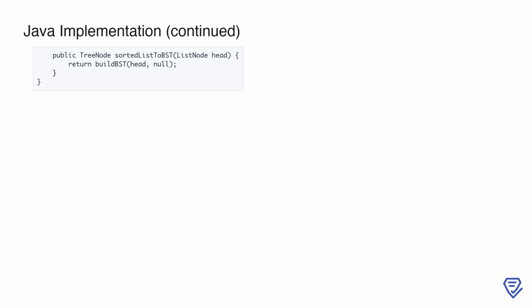The buildBST method ensures that the tree remains height balanced by consistently choosing the middle node of each sublist as the root. The resulting tree structure preserves the in-order traversal property, where the values in the tree correspond to the sorted order of the linked list. This completes the implementation, providing an efficient solution to convert a sorted linked list into a balanced binary search tree.